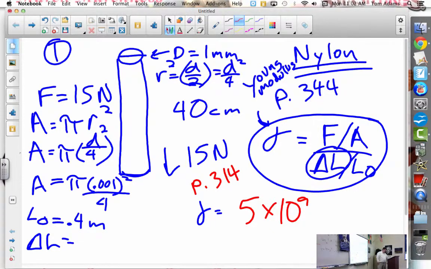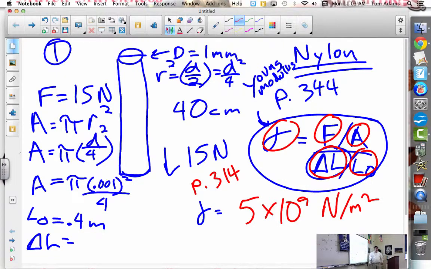And remember that for dimensional analysis, this is newtons per meter squared. Okay? So I have 1, 2, 3, 4, 5 variables. I have numbers for 4 of the 5, and they're asking about the 5th one. So I just have to plug in the numbers and solve. Okay? So let's do that on the next slide.